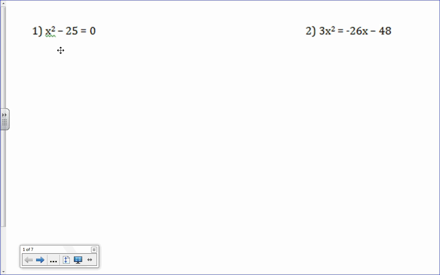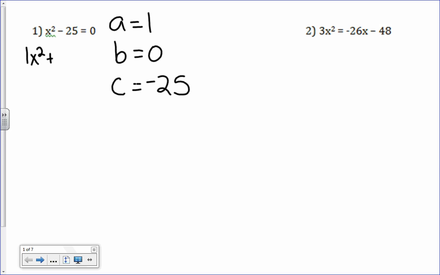Okay, for instance, number one, all it has is an x squared and a constant negative 25, and it's already set equal to 0. So if you wanted to use the quadratic formula on number one, your A value would be 1. Your B value would be 0, and your C value is negative 25. Okay, because you could rewrite this as 1x squared plus 0x minus 25. You could use those three numbers in the quadratic formula. But there's a faster way to solve it.